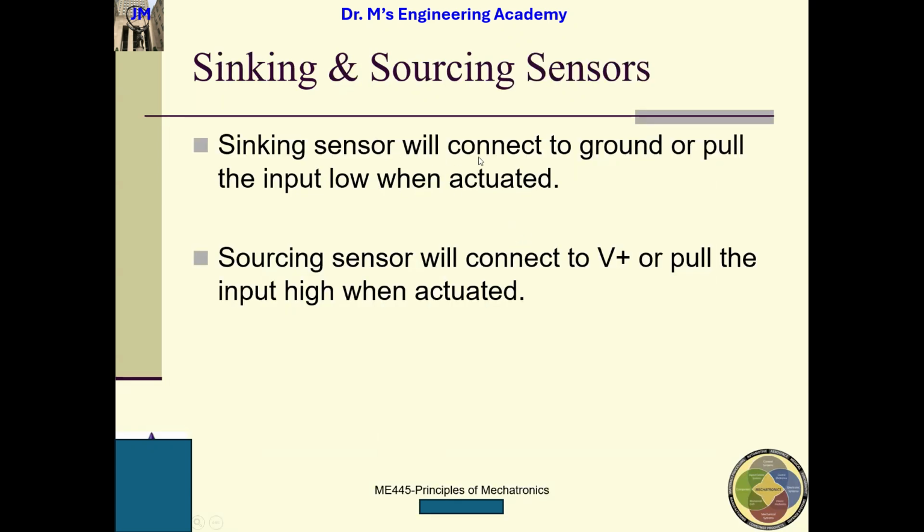So sinking sensors will connect to ground or pull the input low when actuated. Think about the NPN. The sourcing sensor will connect to the voltage, this voltage, or pull the input high when actuated. So if I ask you guys, what is the difference between these sinking and sourcing sensors? And tell me this. You understand?